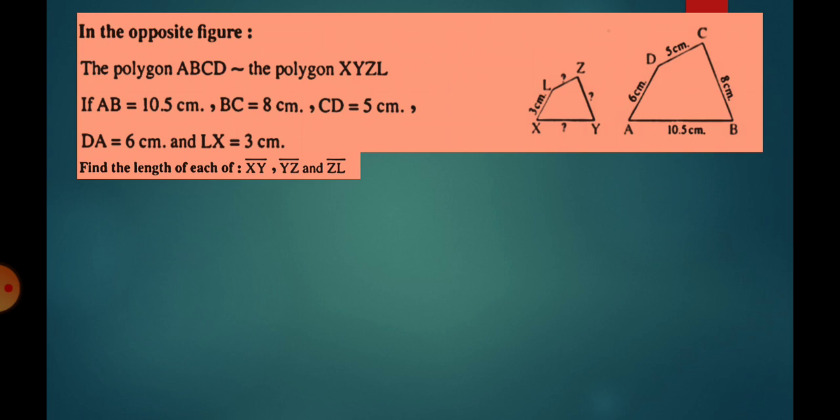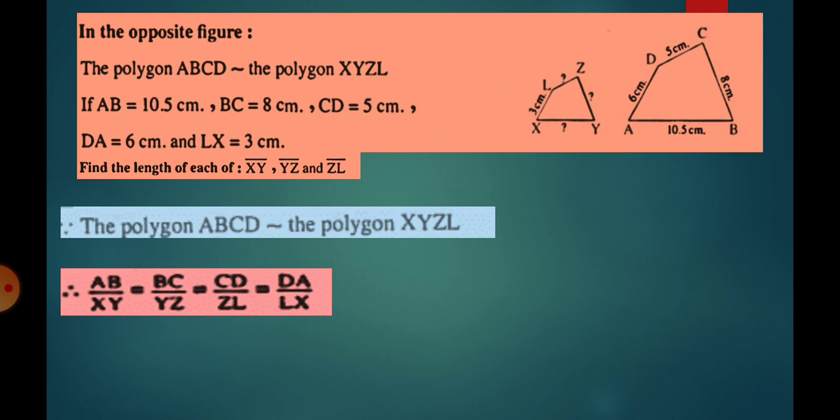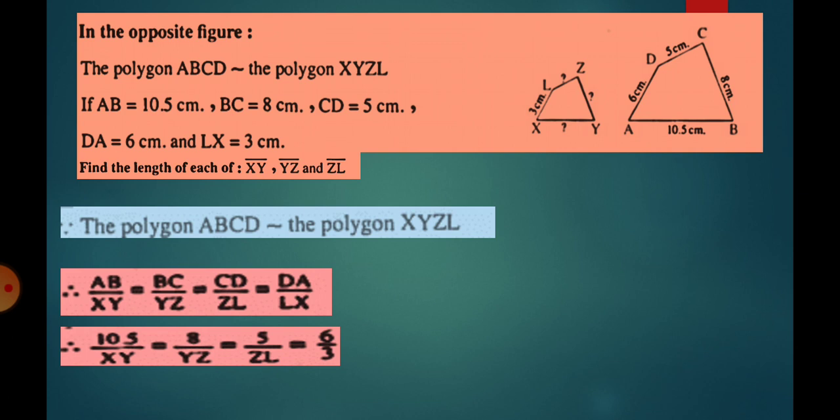We write the corresponding proportional sides: AB over XY equals BC over YZ equals CD over ZL equals DA over LX, and substitute the lengths. So 10.5 over XY equals 8 over YZ equals 5 over ZL equals 6 over 3. Here the complete ratio, DA over LX, equals 6 over 3.